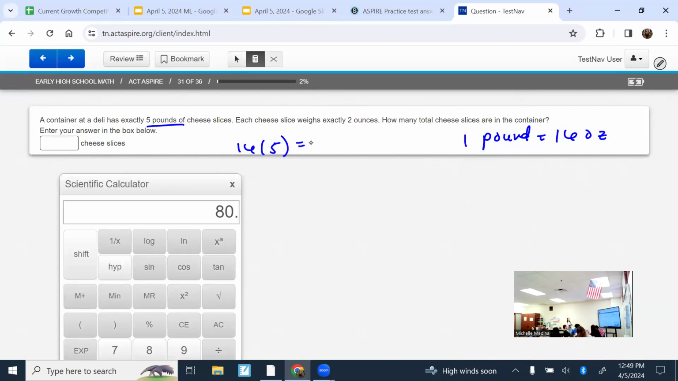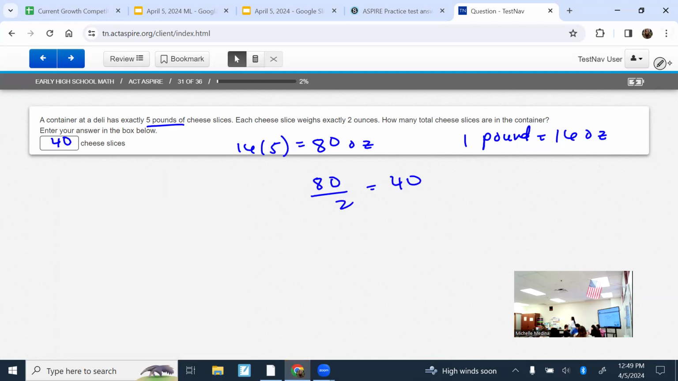But the question isn't how many ounces are there, it's how many cheese slices are there. And they're saying that each cheese slice is 2 ounces. So what math do I need to do now to figure out how many cheese slices there are? Good. 80 divided by 2, which is 40. That is why 40 was the answer.